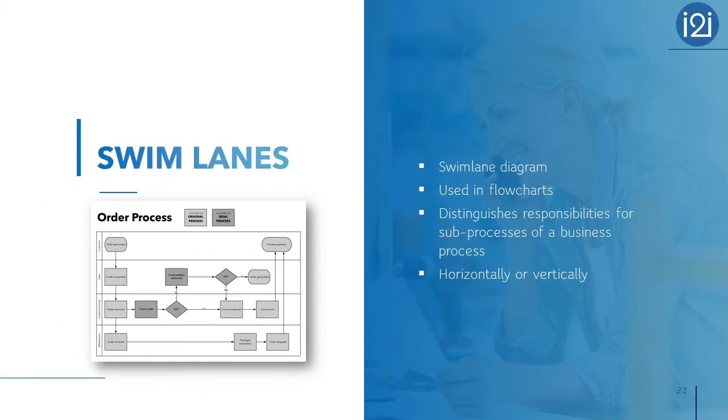Swim lanes or swim lane diagram is used in flowcharts. It distinguishes responsibilities for sub-processes of a business process. You can list them either horizontally or vertically.